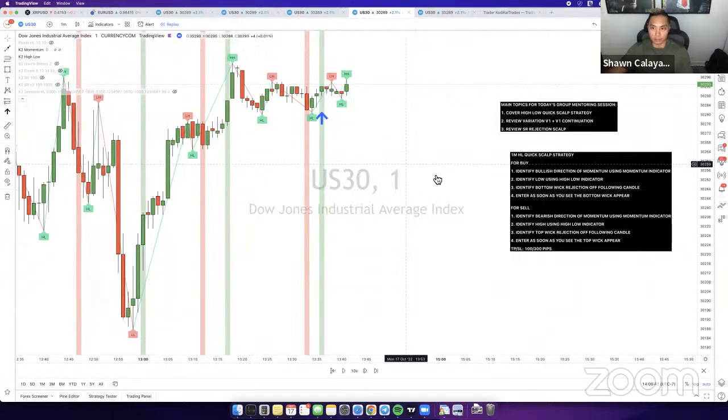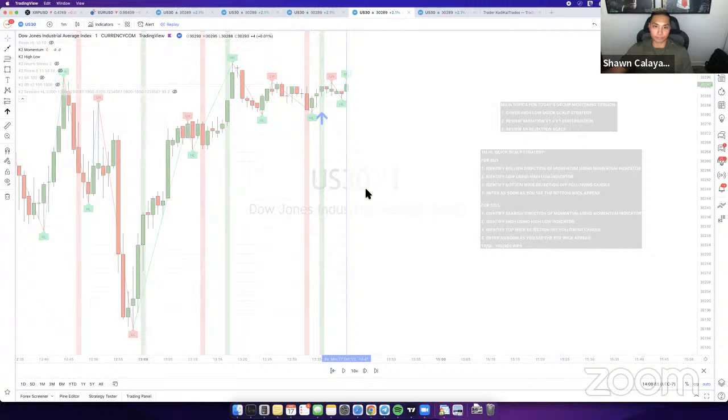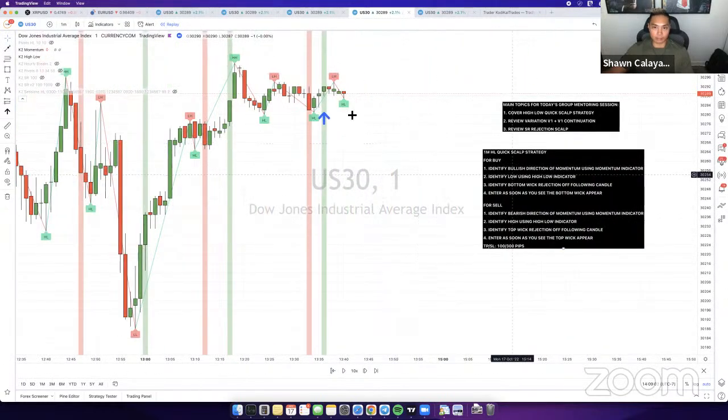So with that said, we're going to use these requirements here. The first requirement: identify bullish direction. We have that here because we have a buy signal, which is the most recent. There's no sell signal after it. For the second requirement, you want to identify the low using the high-low indicator. I'll go back maybe one candle right here to clear it up a bit. So, first requirement met: we have identified a bullish direction.